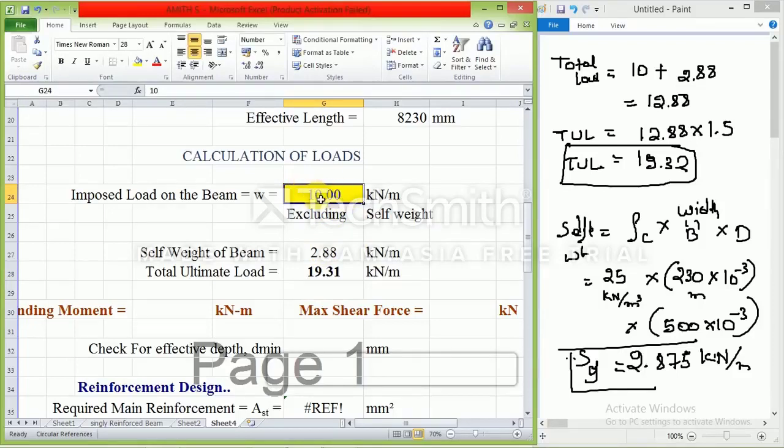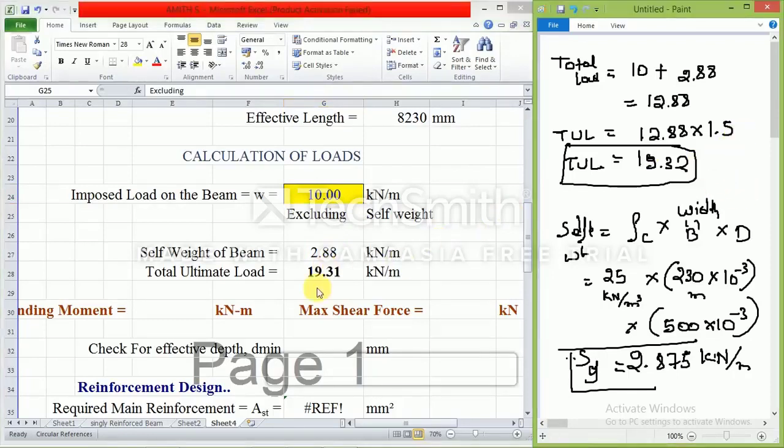I can change it. See, sometimes in the question they may give us a different imposed load on the beam, because they may give 12. See, ultimately this is getting changed. Okay, 22.31. If they give 14, see 25.31. Now they have given 10, so we got 19.31. You can see we have got manually 19.31 and in Microsoft Excel we are getting 19.31.